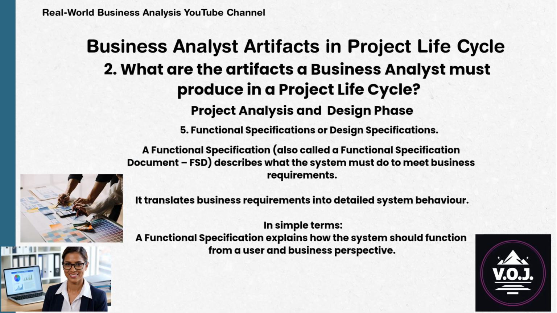The fifth output of the project analysis and design phase is the functional specifications or design specifications. What are functional specifications or design specifications? A functional specification, also called a functional specification document, FSD, describes what the system must do to meet business requirements. It translates business requirements into detailed system behavior. In simple terms, a functional specification explains how the system should function from a user and business perspective.